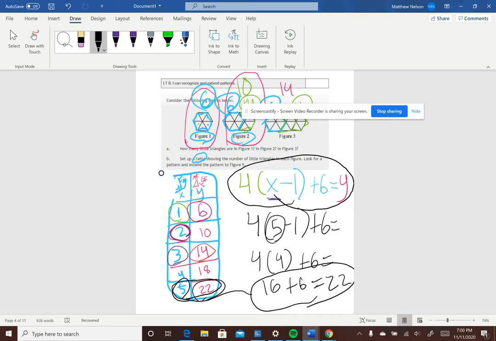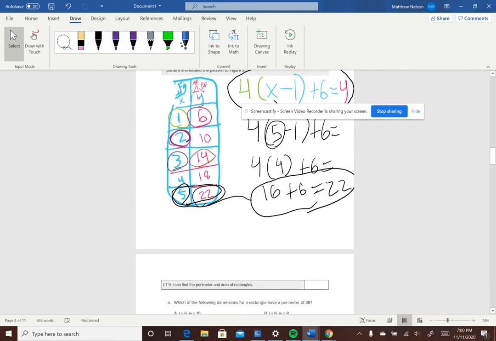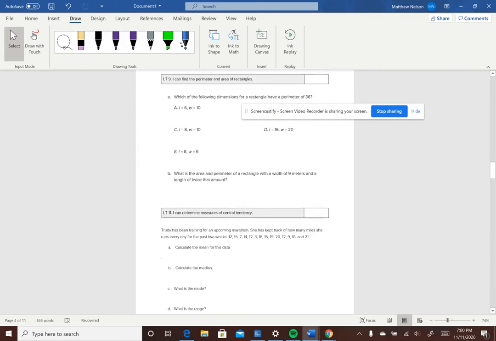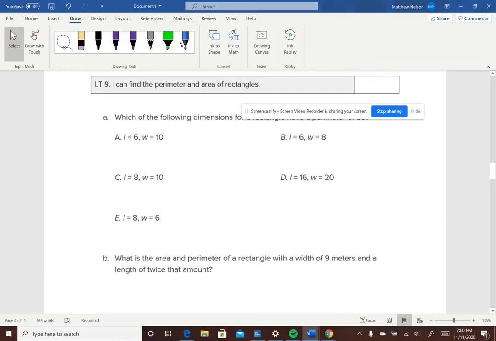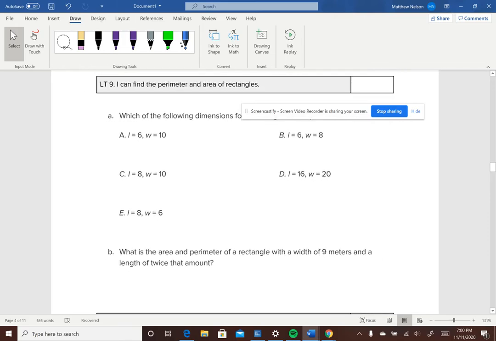All right, this was a little complicated, but hopefully you were able to see what I did. And now we can figure out, if we wanted to, what the 1000th figure would look like. So that's pretty cool. All right, moving on to finding the perimeter and area of rectangles.